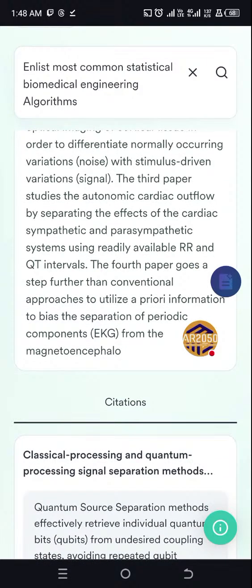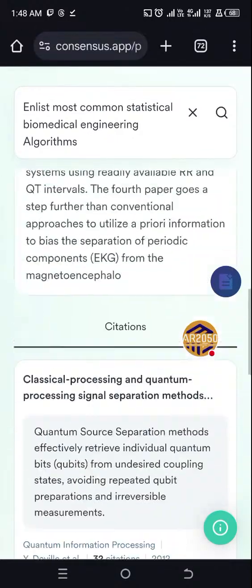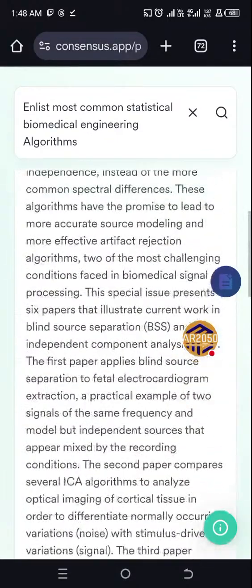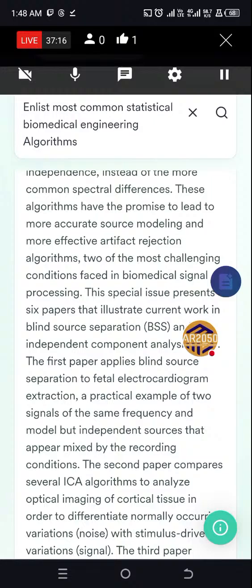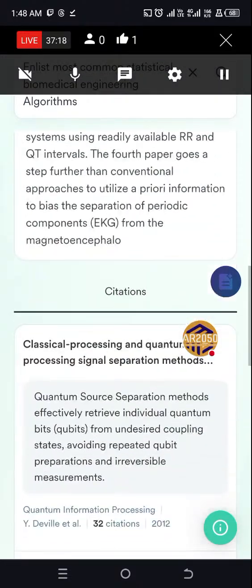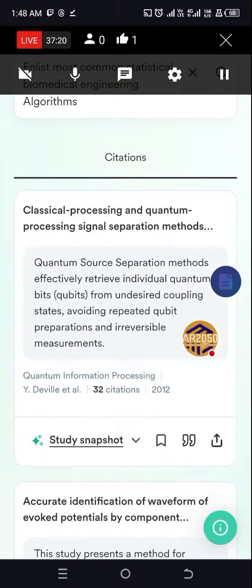So, yes, it is kind of trying to separate mixed signals. One is mixed by default and the other due to some motions.